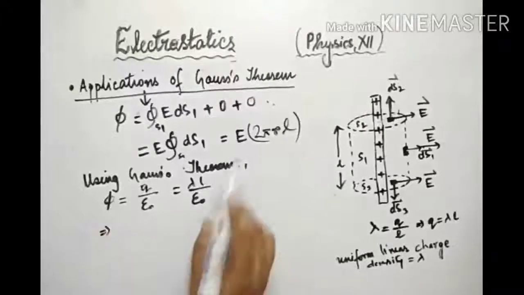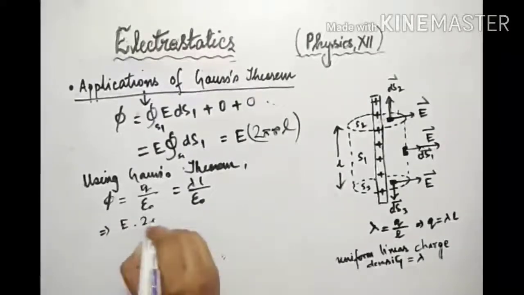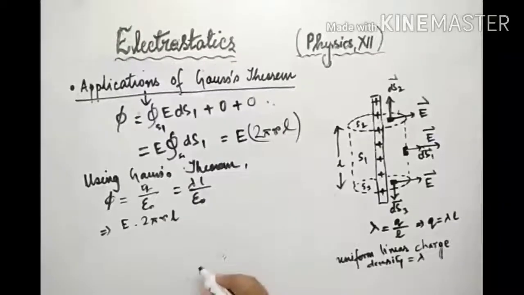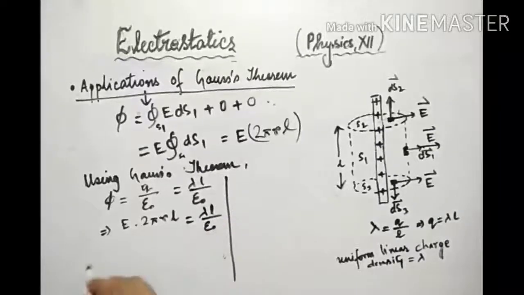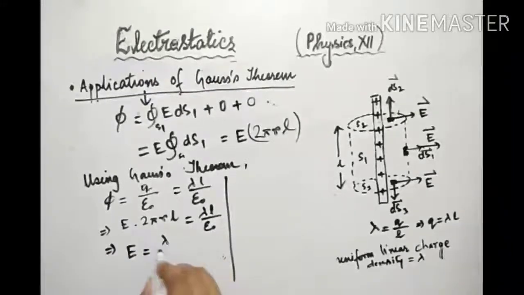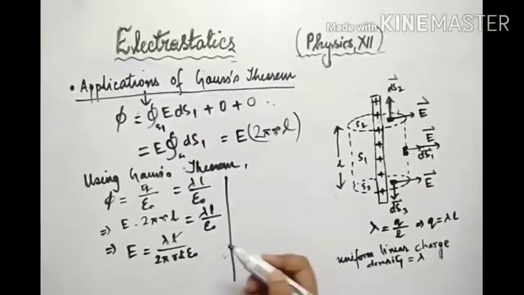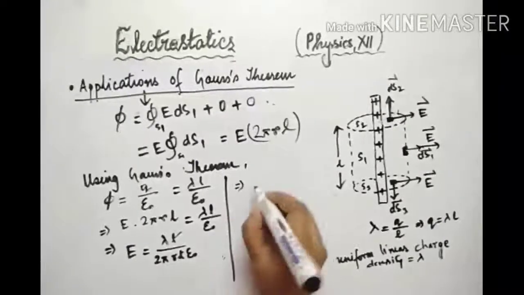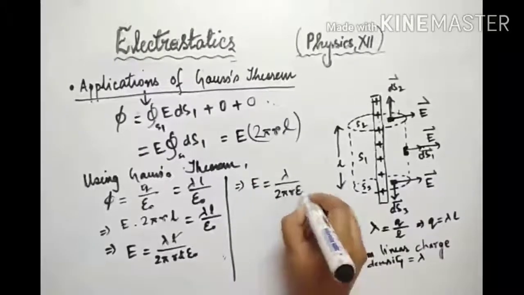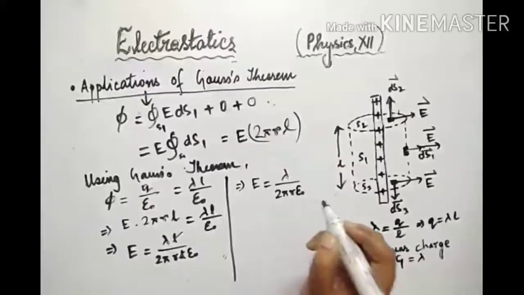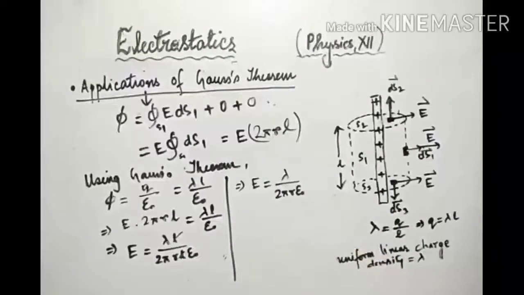Now what remains? Now phi, what is the value of phi? We have found the value of phi as 2 pi RL. So now write in this manner: E times 2 pi RL equals lambda L by epsilon naught. So L and L will get cancelled. What will remain? So we will get E equals lambda by 2 pi R epsilon naught. Okay. So here you see, this is your electric field.